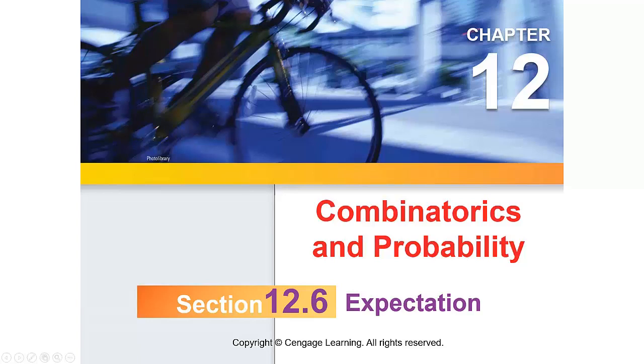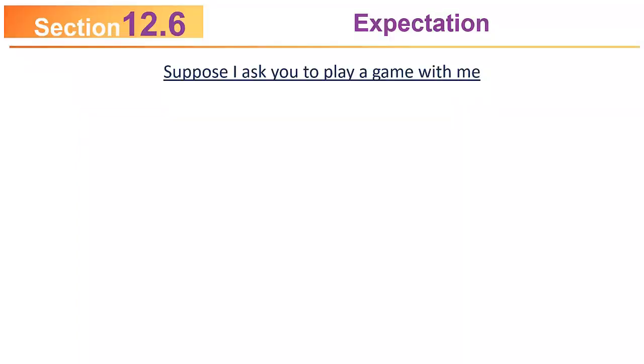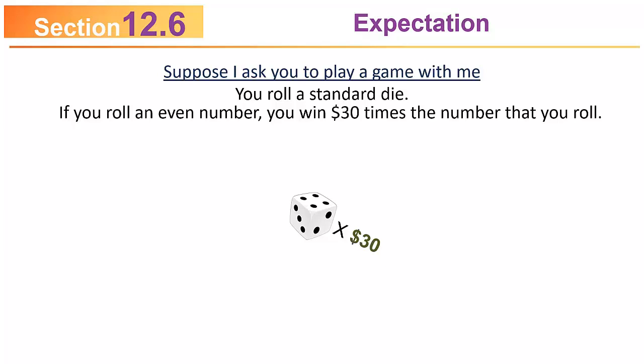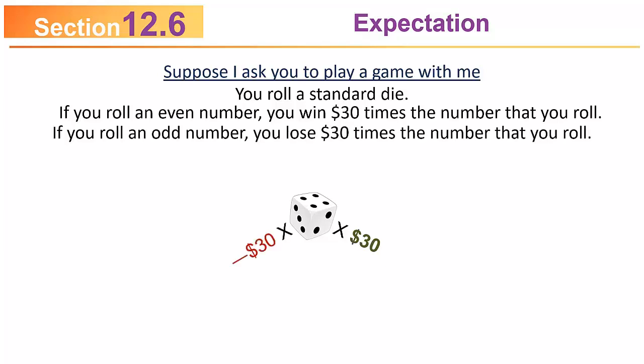Today we'll cover section 12.6 on expectation. Suppose I ask you to play a game with me. Here's the deal. You roll a standard die. If you roll an even number, you will win $30 times the number that you roll on that die. If you roll an odd number, you'll lose $30 times the number that you roll.